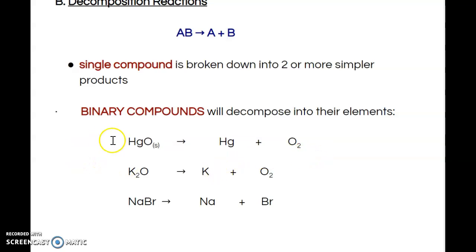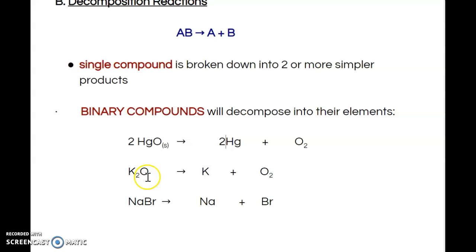This is obviously not balanced, so we're going to put a 2 coefficient here. That's going to give me 2 mercury. Okay, and now this is a completely balanced chemical equation. But again, it's a decomposition of mercury oxide into mercury and oxygen.